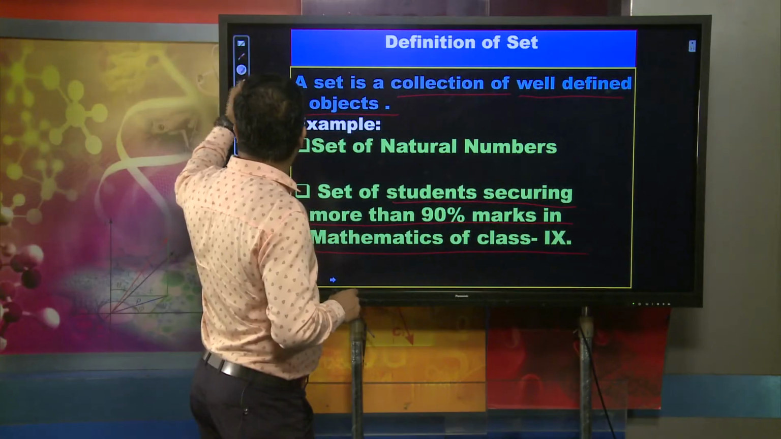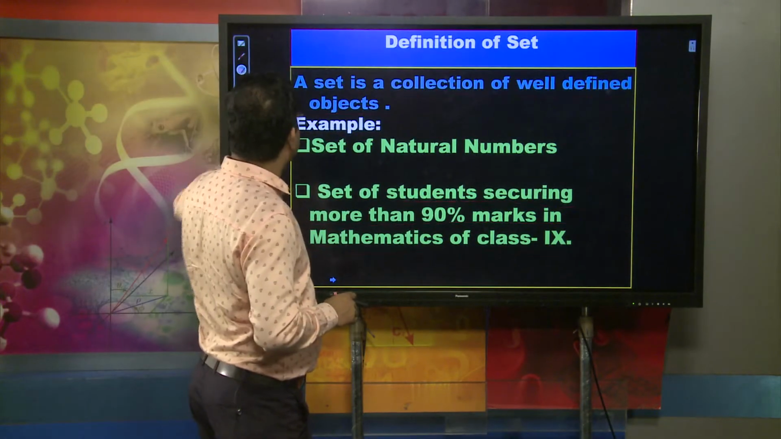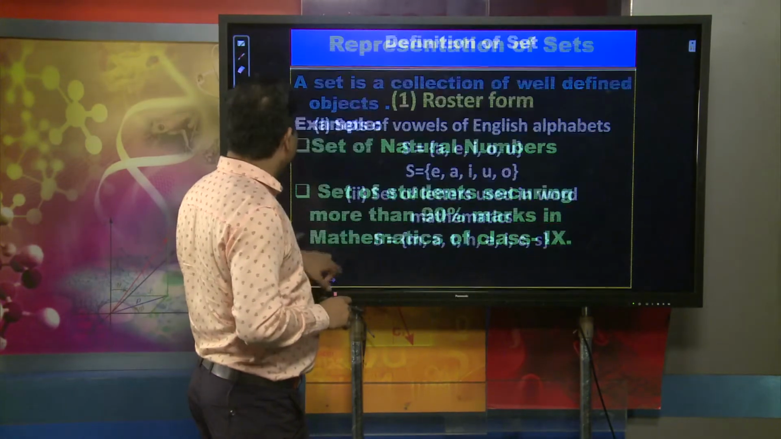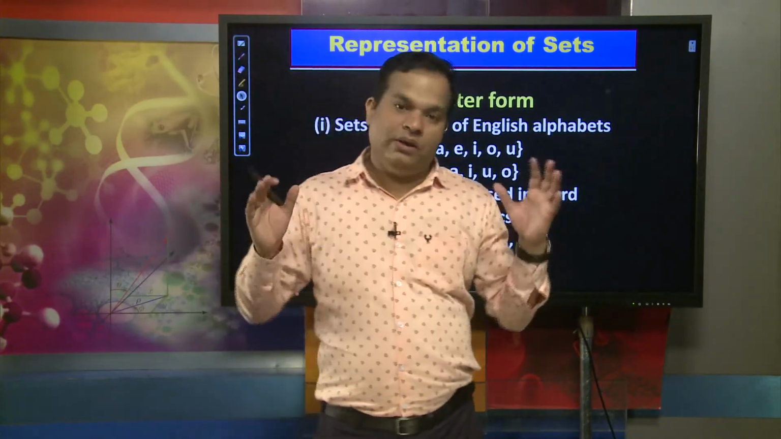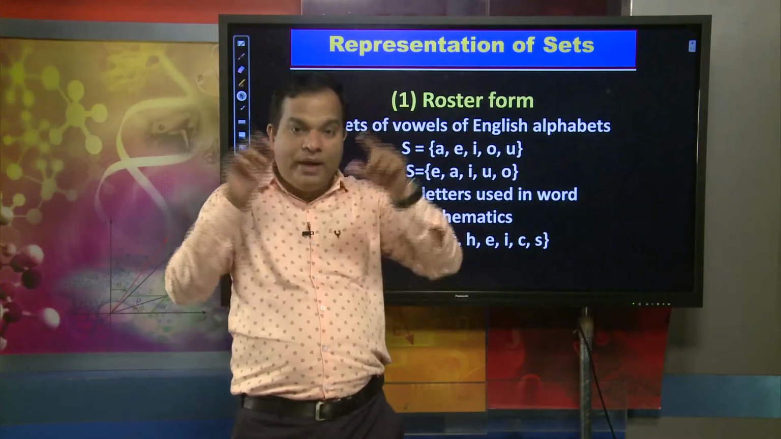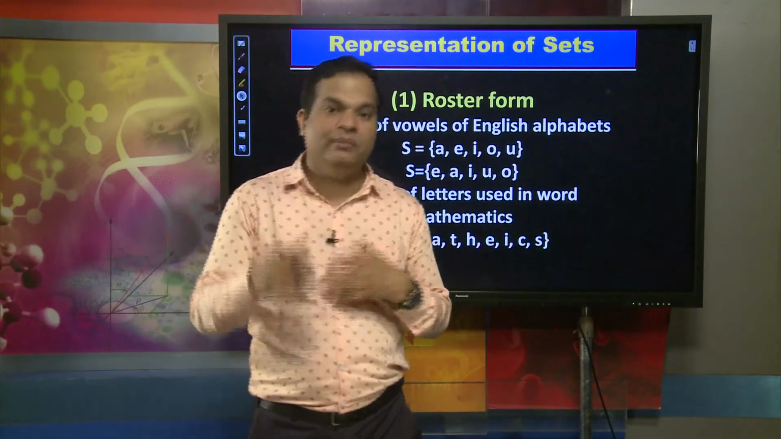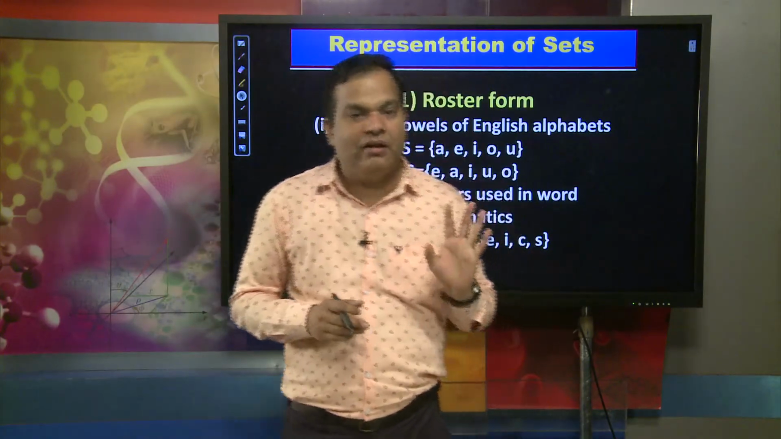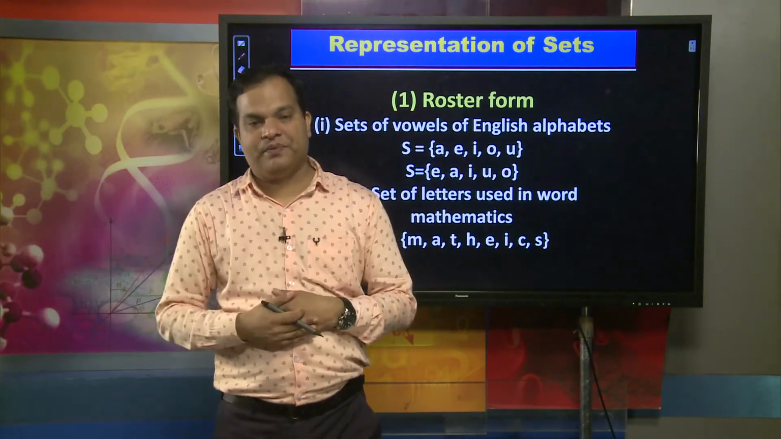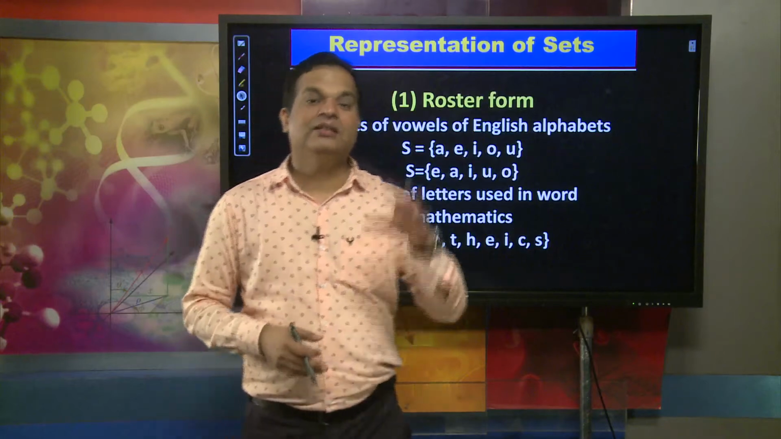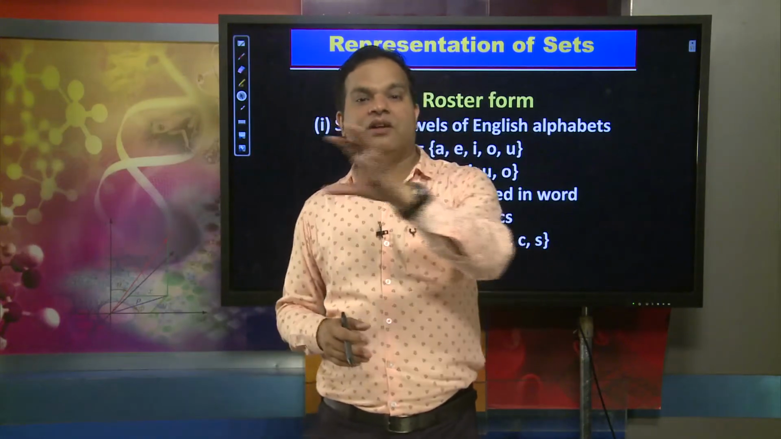And the next most important thing is how we have to represent the set. We know what exactly a set is, but how do we represent the set? A set can be represented in two different manners. One is roster form, another is set builder form. The first part we have to discuss is the roster form representation of the set.